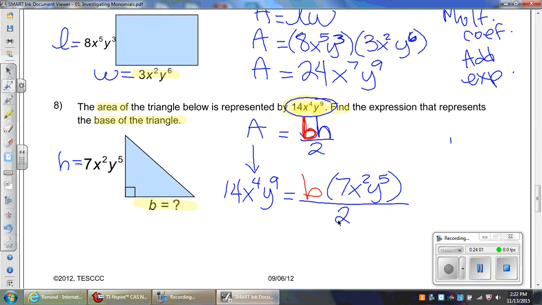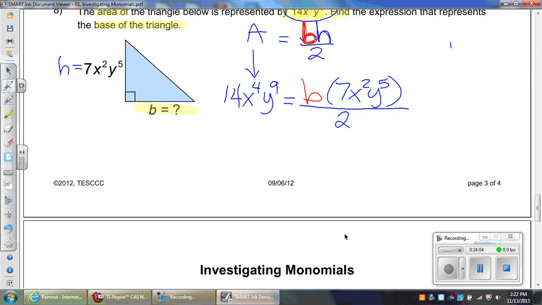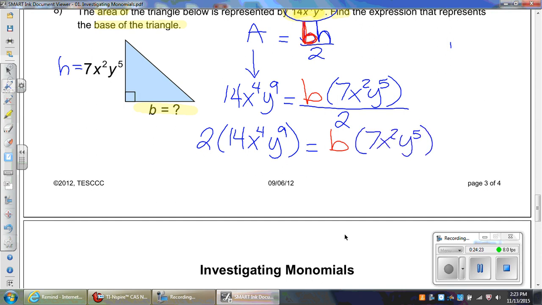So we have a 2 dividing b. So if I want to take that 2 across the other side, what operation is it going to do? Multiplication. On this side we have b times 7x squared, y to the 5th. So here I'm going to distribute the 2 by multiplying to every variable here. Actually, only the coefficients, I'm sorry. So that will be 2 times 14, that will be 28. 28x to the 4th, y to the 9th.